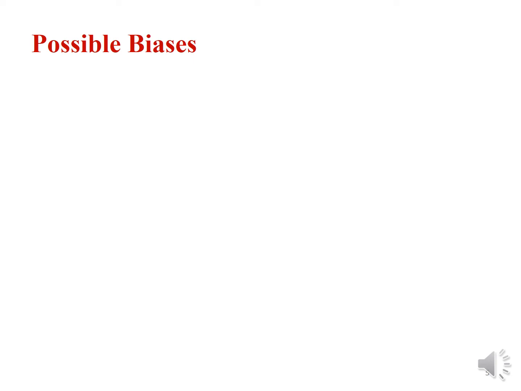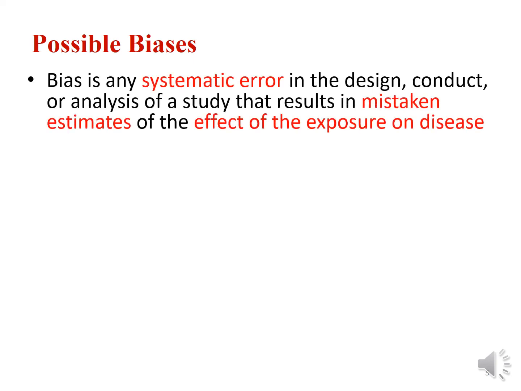Possible biases. What is bias? Bias is any systematic error. Bias refers only to error that is systematic in nature. Systematic error in the design, conduct or analysis of a study that results in mistaken estimates of the effect of the exposure on disease. So, error makes up all flaws in a study, distorts our result. A systematic distortion of a statistical result. Due to bias or error, study results can be distorted.